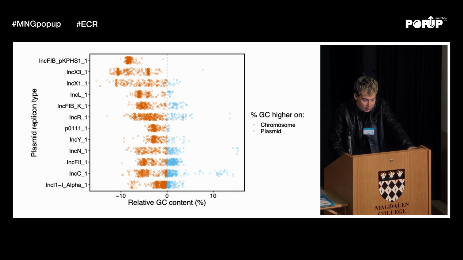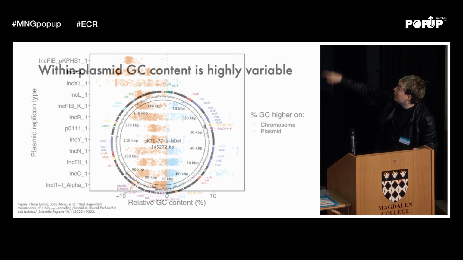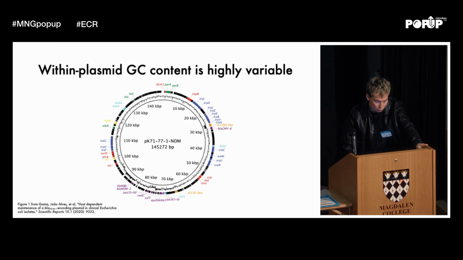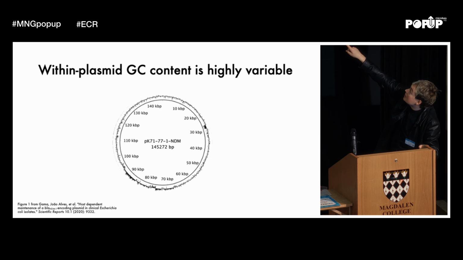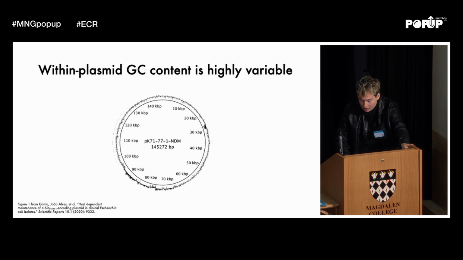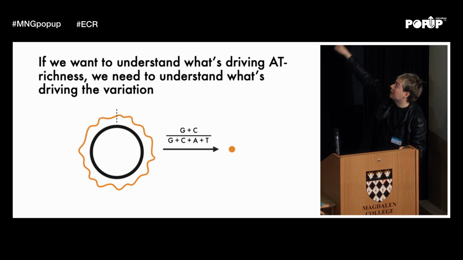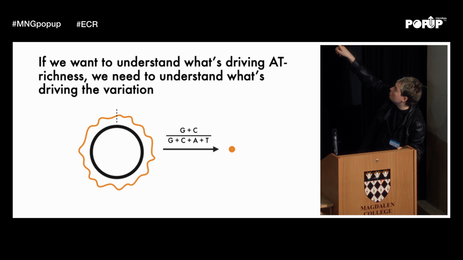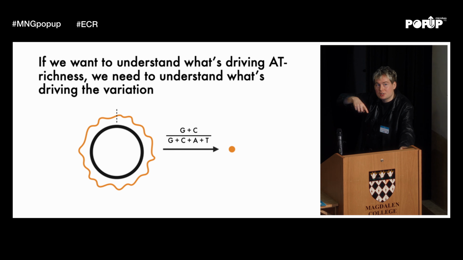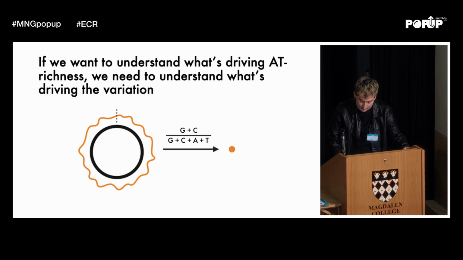And I think what's also important is that the within-plasmid GC content is highly variable, right? Just taking this plasmid from earlier and whiting out the genes, this black line is the GC content of this plasmid. And it's not a smooth line, right? It's this incredibly jaggedy, variable distribution. And so when we're calculating our GC content, we're collapsing all of this variation to a single point. And so if we can't rely on the chromosome to tell us what's going on, I think if we want to understand what's driving this AT-richness in plasmids, we need to look within the plasmid. And that's what we did.